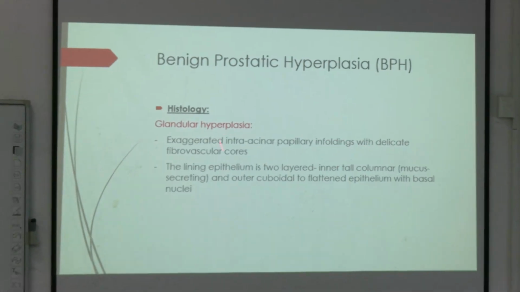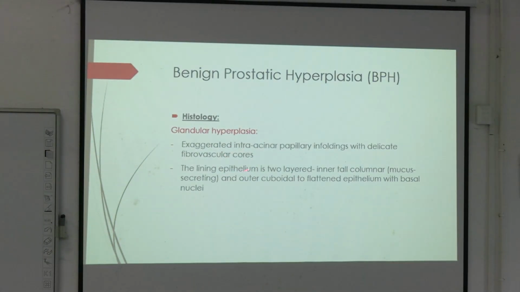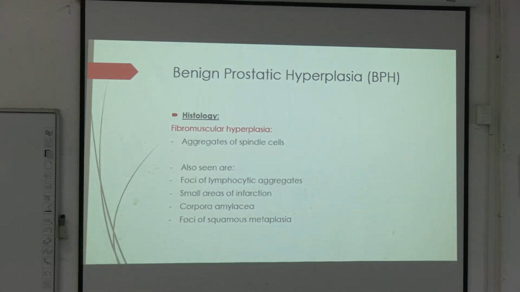Okay, so next comes histology. So first I told you there are two types of hyperplasia. One is glandular and one is fibromuscular. So in glandular, what will you see? You will see exaggerated intra-acinar papillary infoldings with delicate fibrovascular cores, and the lining epithelium is two-layered. That is the inner tall columnar layer and the outer cuboidal layer. Okay. And in fibromuscular hyperplasia, there will be aggregates of spindle cells. And what else can you get along with BPH? You will get foci of lymphoid aggregates, small areas of infarction, corpora amylacea, and foci of squamous metaplasia.